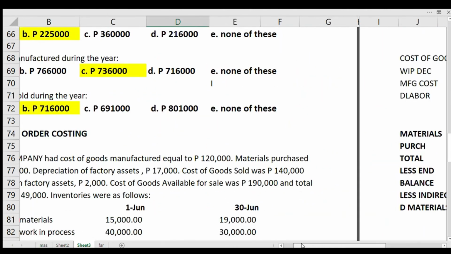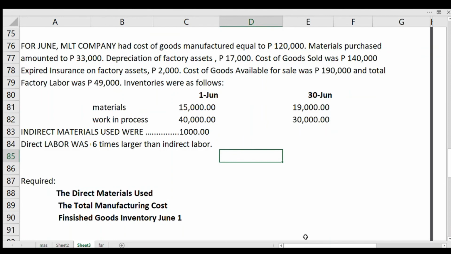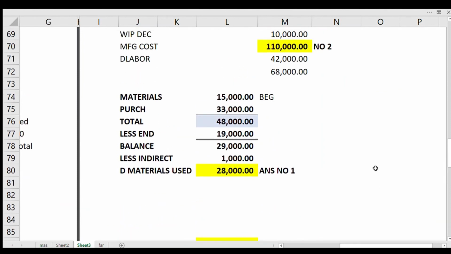So, let us solve the first question, the materials used. Here is the solution. Materials beginning, add purchases, total 48,000. And we will deduct the ending inventory for materials, and we get the balance.